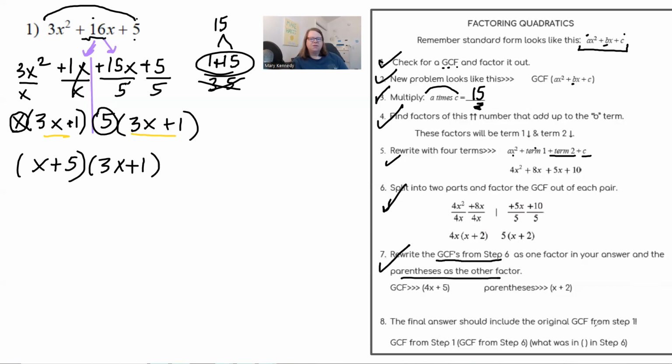Step 8, final answer should include your original GCF from step 1. We didn't have one, remember? So that means that we are done. This is our answer to factoring this quadratic expression.